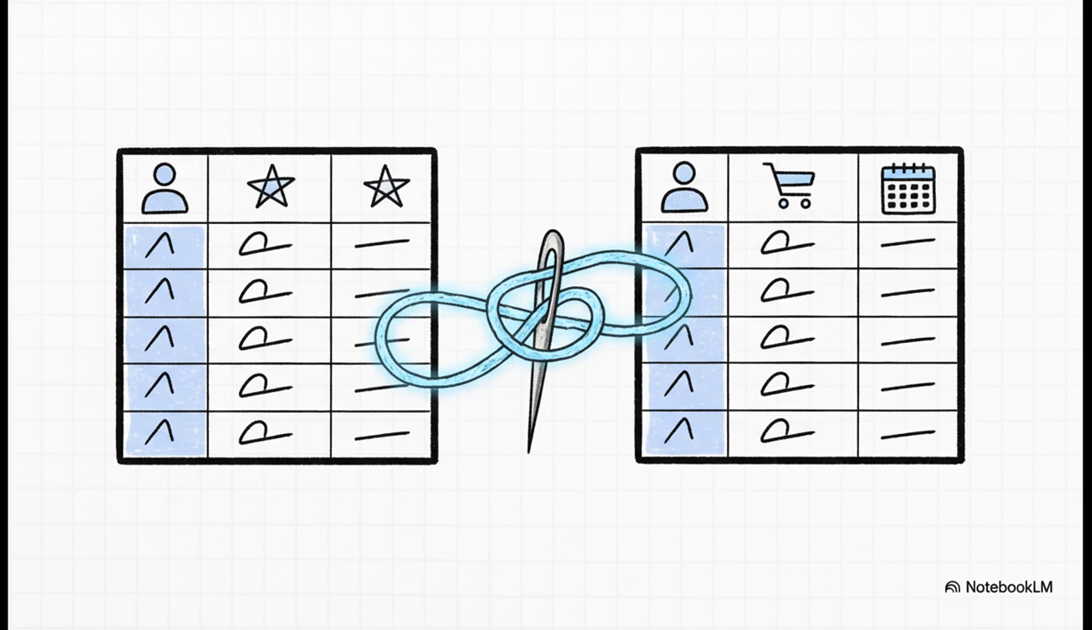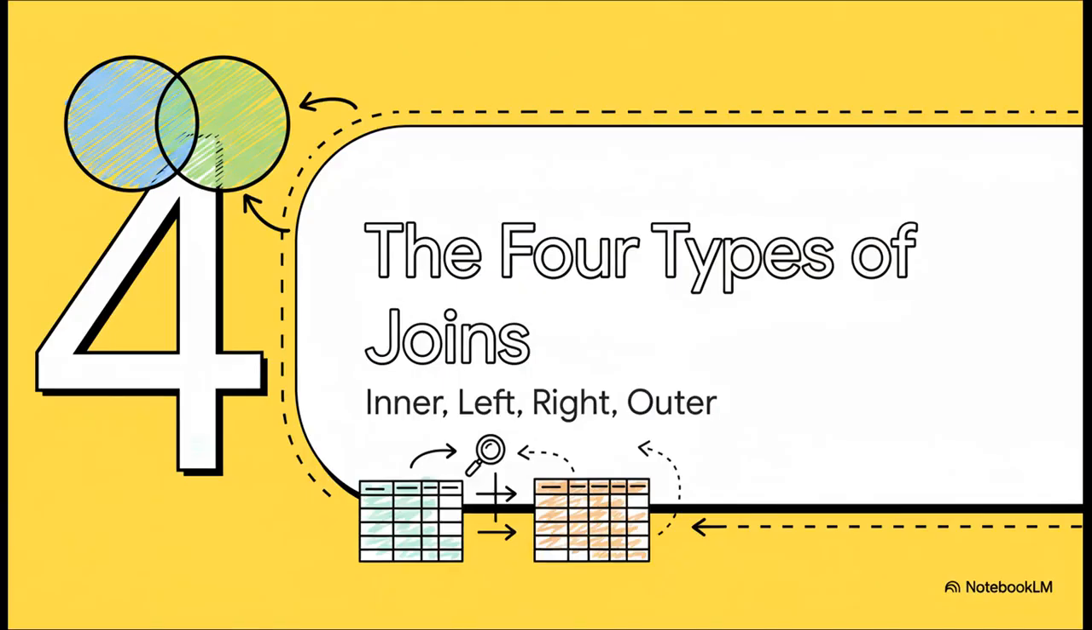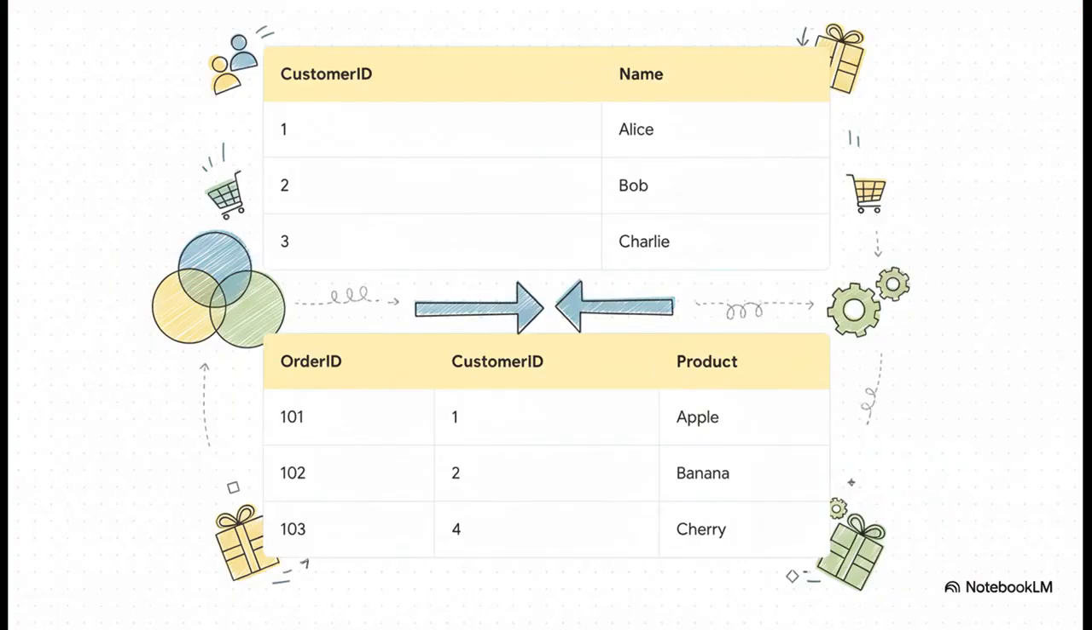A join is basically a command that looks at that shared passport number, our customer ID, and it perfectly stitches the rows from our two tables back together, but only when we ask it to. And here's where it gets interesting. It's not a one-size-fits-all kind of deal. There are four main types of joins, and picking the right one is all about knowing exactly what question you're trying to answer.